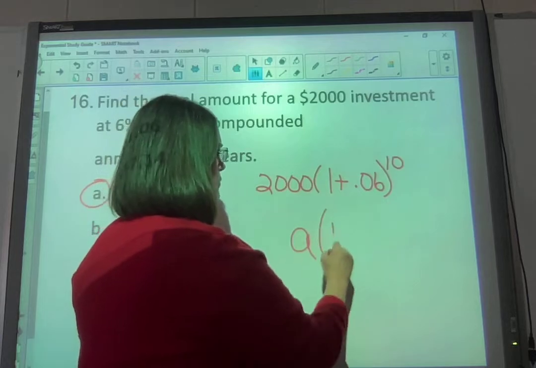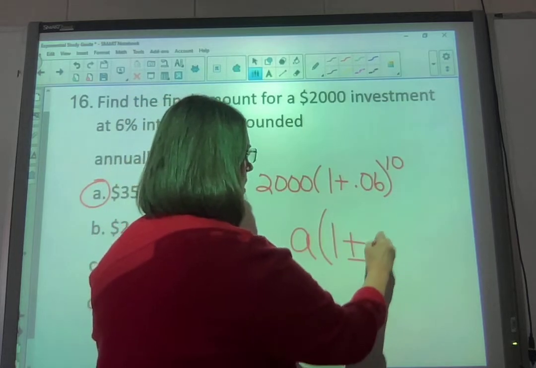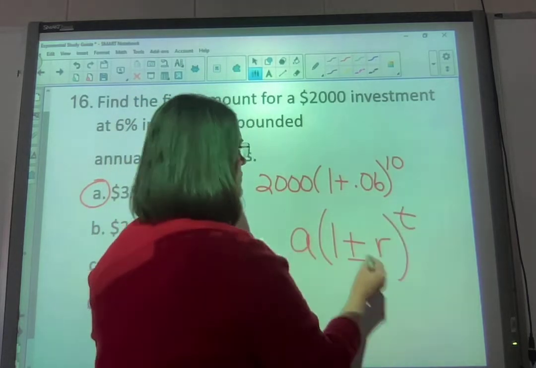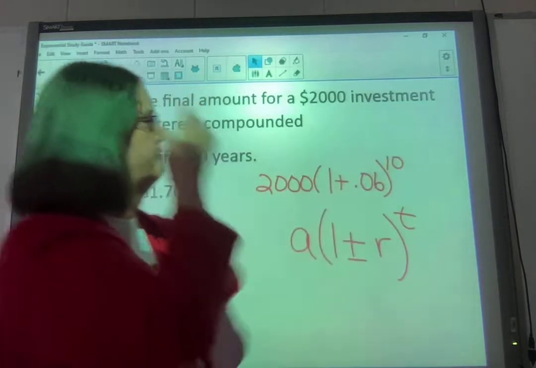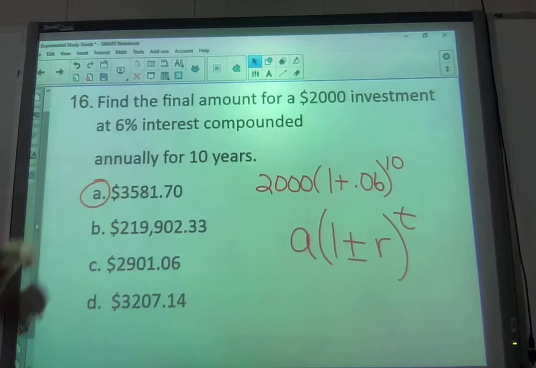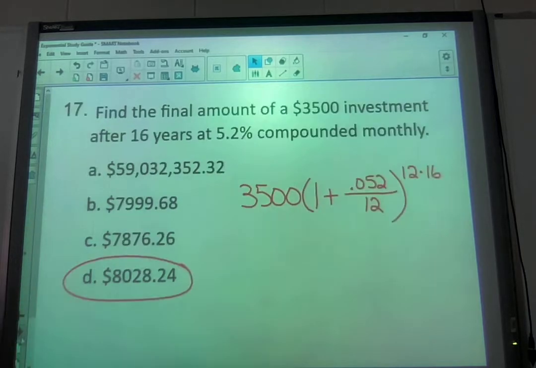A times 1 plus or minus r to the t. This is growth, so you did plus. You just literally put it into the formula for 10 years, and you find the one that gives you the answer. Find the final amount of a $3,500 investment after 16 years at 5.2% compounded monthly.